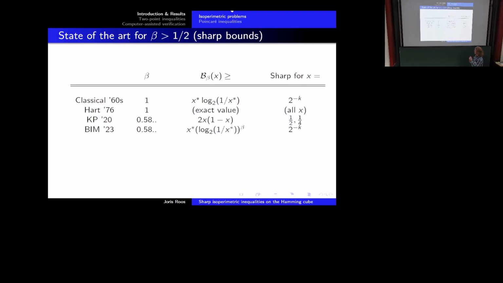And then later, Beltran, Ivanisvili, and Madrid extended this to all subcubes. Not just half and quarter cube, but all the subcubes. And in the same paper, they were also able to get a lower bound that is sharp only for the half cube. And then in our paper, we are trying to get as close as possible to 1/2, and we can manage to do that for all subcubes.